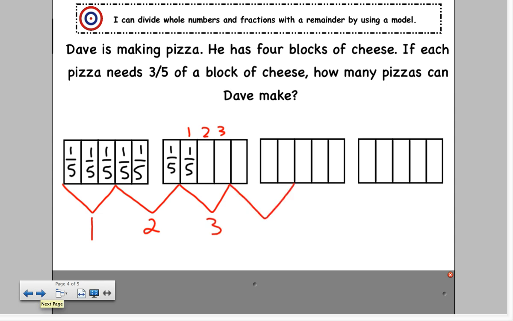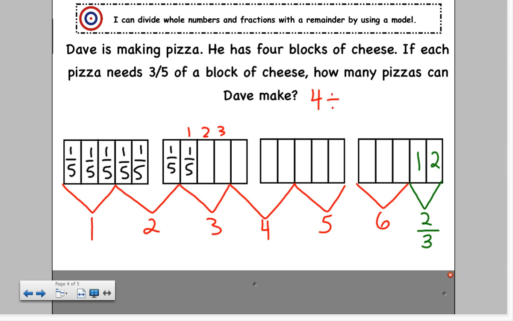And I can keep going. You can see that each time I'm making a group, there are 3/5 of a block in there. Here's 5. Here's 3/5. There's 6. And now we're left with these 2 pieces at the end. We've got this leftover amount. We have 1, 2. We have 2 pieces out of the 3 that we would need to make 3/5. So at the end here, I've got 2 pieces out of the 3 that I would need to make another group of 3/5. So what I've found out is if Dave has these 4 blocks of cheese and he divides them up into groups of 3/5 to make pizzas, he can make 6 2/3 pizzas with his cheese.